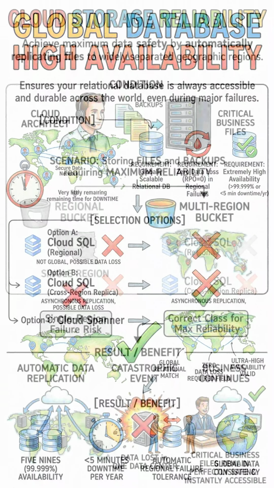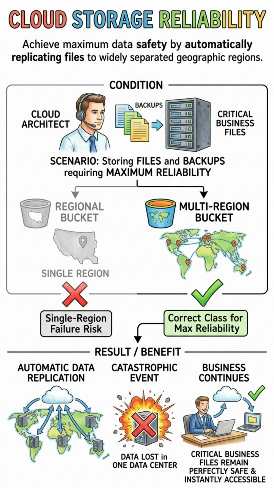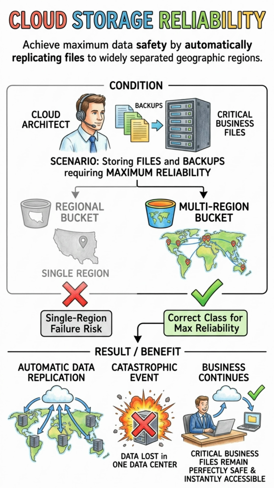When storing files and backups, Cloud Storage offers multi-region buckets for maximum reliability. When you choose a multi-region storage class, Google automatically replicates your data across widely separated geographic areas. This ensures that even if a catastrophic event destroys an entire data center, your critical business files remain perfectly safe and instantly accessible.